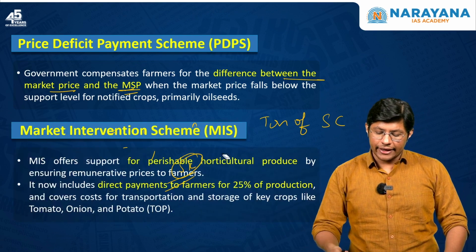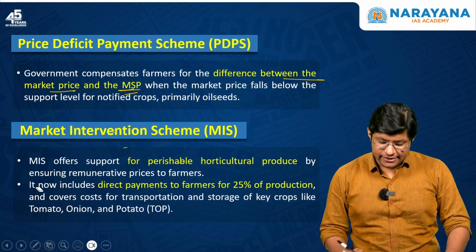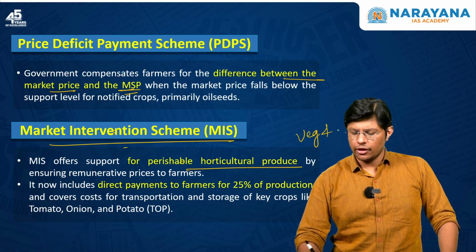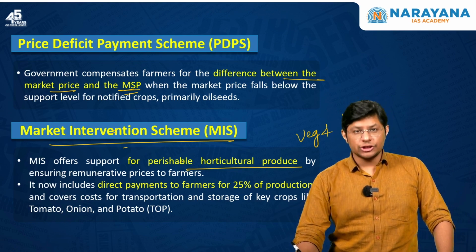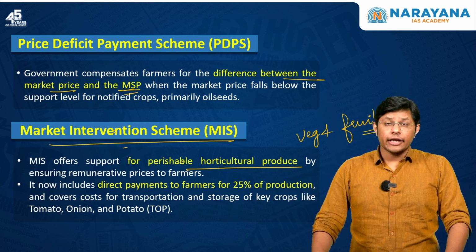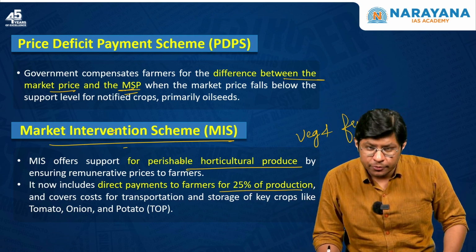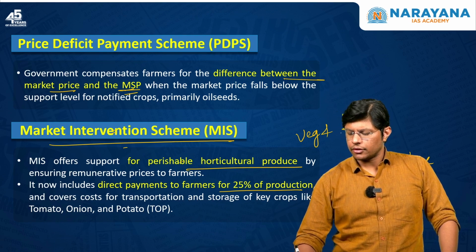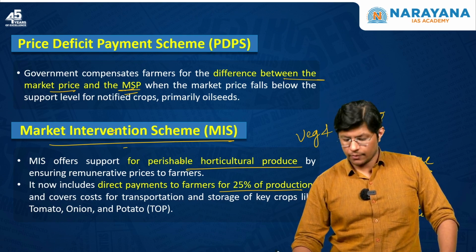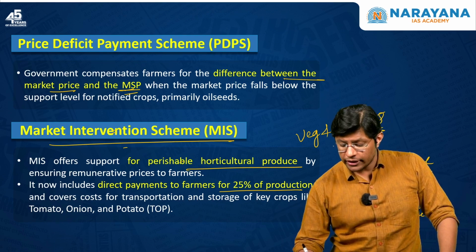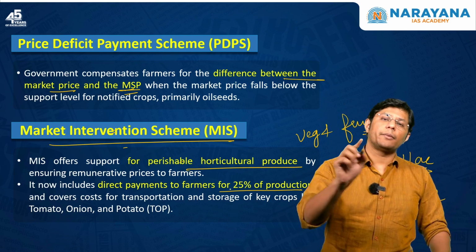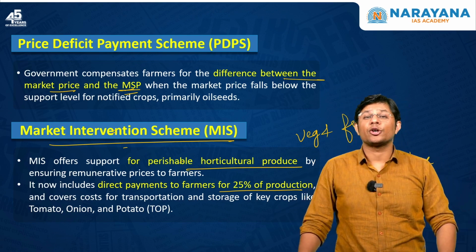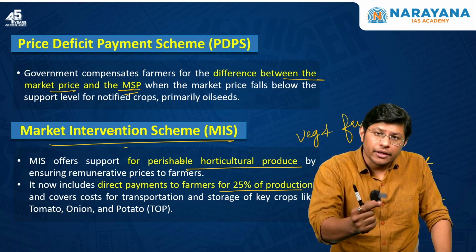Then the next is the market intervention scheme. Now the MIS, that is the market intervention scheme, offers support for perishable horticulture produce, for example vegetables and fruits, by ensuring that the farmers are earning a good amount, right? So it includes a direct payment to farmers for 25% of the production cost. Let's say, for example, a farmer needs 1 lakh rupees to grow 100 kgs of apple, right? Now here the government is supporting the farmer by giving 25,000 rupees, that is 25% of the production cost. This is how the government is helping to stabilize the income of the farmer so that the contribution of the agriculture sector in the overall GDP increases, right?